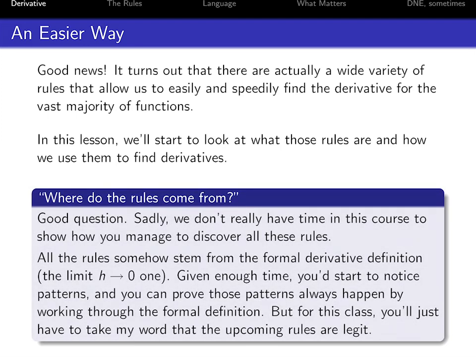So you might be asking, where do the rules come from? And that would be a great question. Sadly, we don't really have time in this course to actually show how you manage to discover these rules or prove that they're true. All these rules somehow stem from that formal derivative definition of the limit. The formal derivative definition, that was the one that used the limit h goes to 0. And given enough time, if you were working with that formal derivative definition, you'd start to notice these patterns regularly showing up. And eventually, you could even prove those patterns so that those patterns always have to happen by looking at how that formal definition works in really specific ways. But for this class, you're just going to have to take my word that the upcoming rules are legit. I'm not lying to you. We just sadly don't have time to really explore the deep reasons why we can always trust that these are working. But these will always work, assuming you follow them.